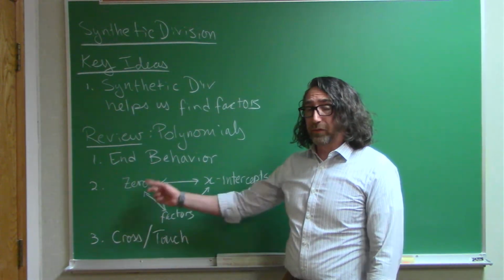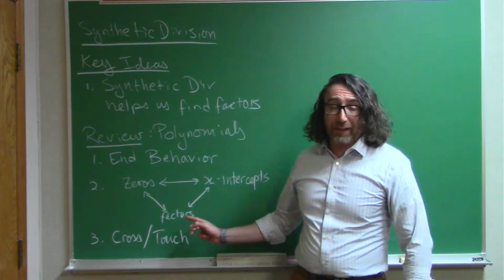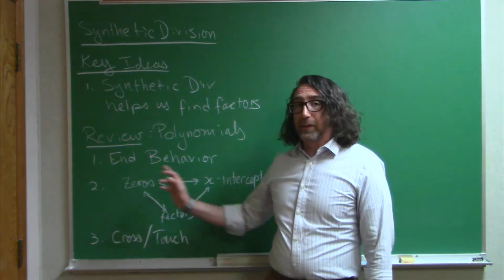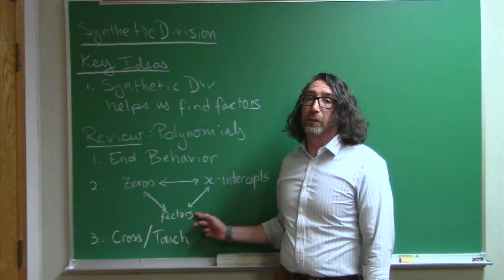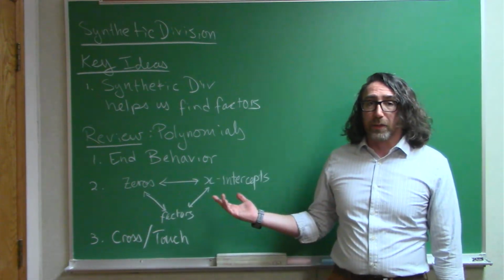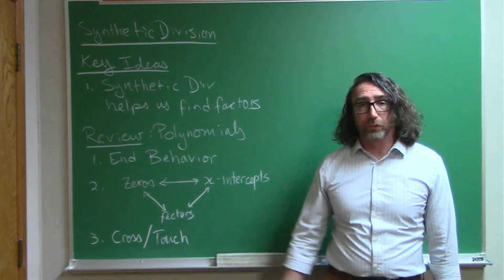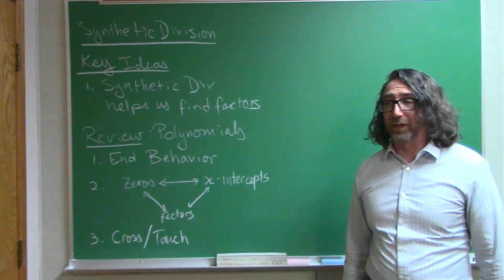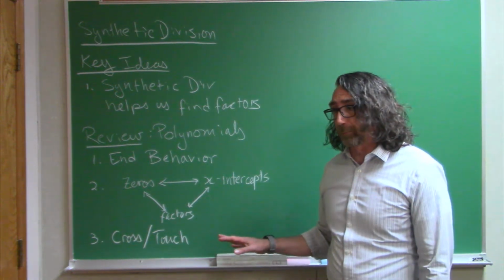And then we have this little triangle here. The zeros, the x-intercepts, and the factors. If you know any of these things, then you automatically get the other two for free. So in particular, if you get the factors, you got what you need from this section. And then, does the polynomial's graph cross or just touch the x-axis at the various x-intercepts? So if you know any of those, then you know everything.